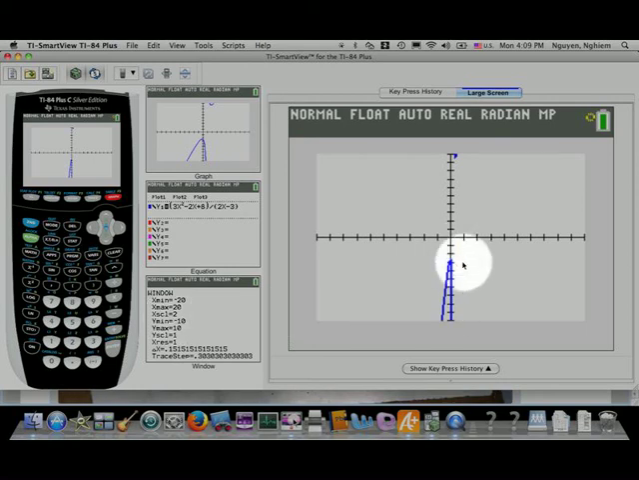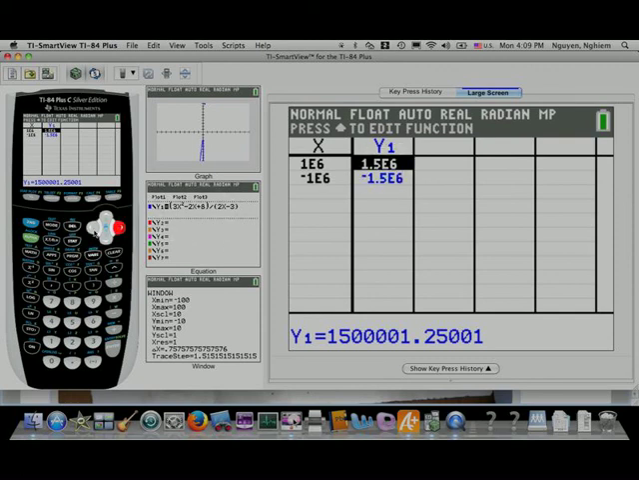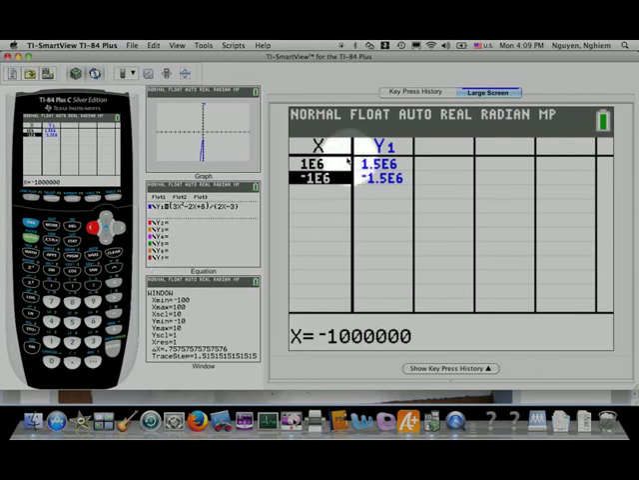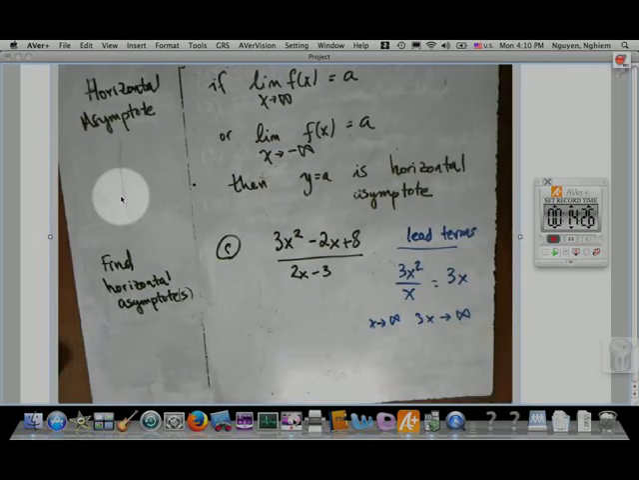And I know this looks a little bit weird, but this is a sort of an upside down V that just shoots straight down to the bottom, and the same thing is happening here at the top. And if we want to confirm this, all we have to do is go into our table. And if you type in a really big number, you get a really big number. If you type in a really big negative number, like this, you also get a really, really big number. So in this case, there is no horizontal asymptote. So I'm going to say no horizontal asymptote.